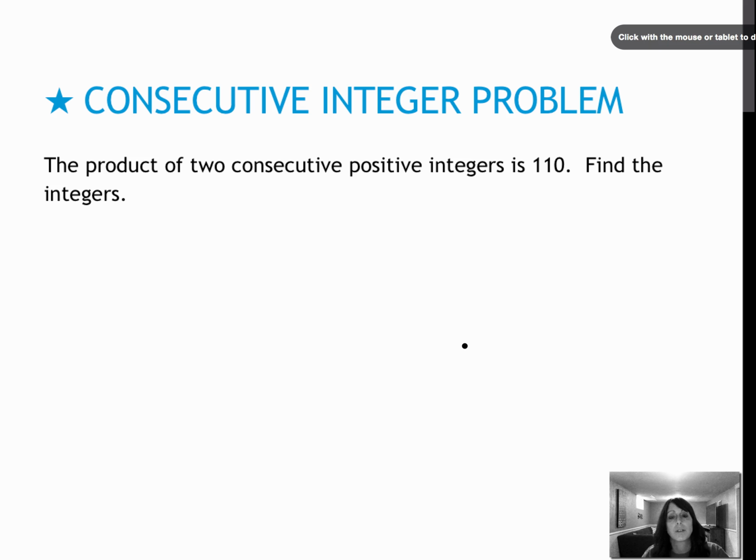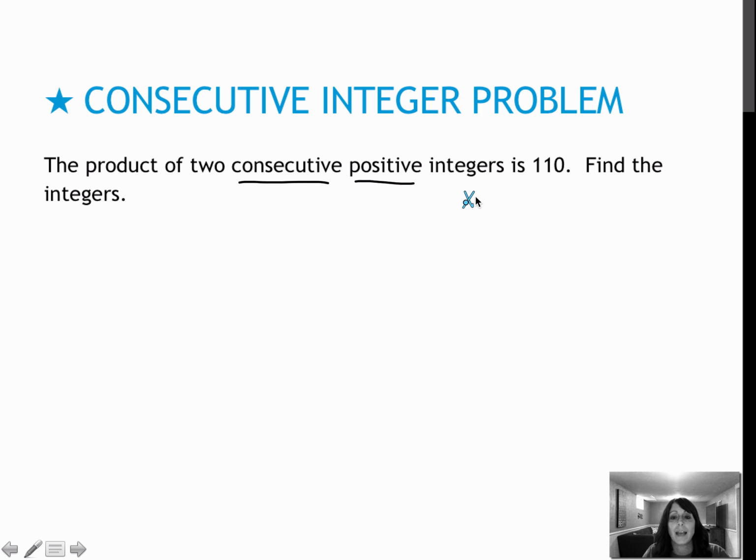For yours, a couple of things are different, so listen first and then pause it. This one we're looking for consecutive integers, so not consecutive odd, and also I want only the positive ones. So go ahead and press pause, try to set this one up and solve it yourself, and then press play to see how you did.